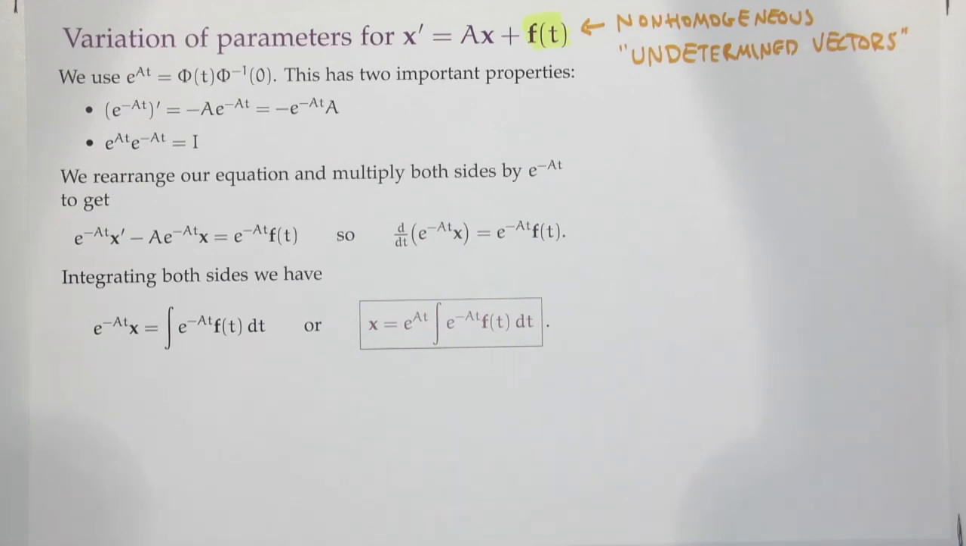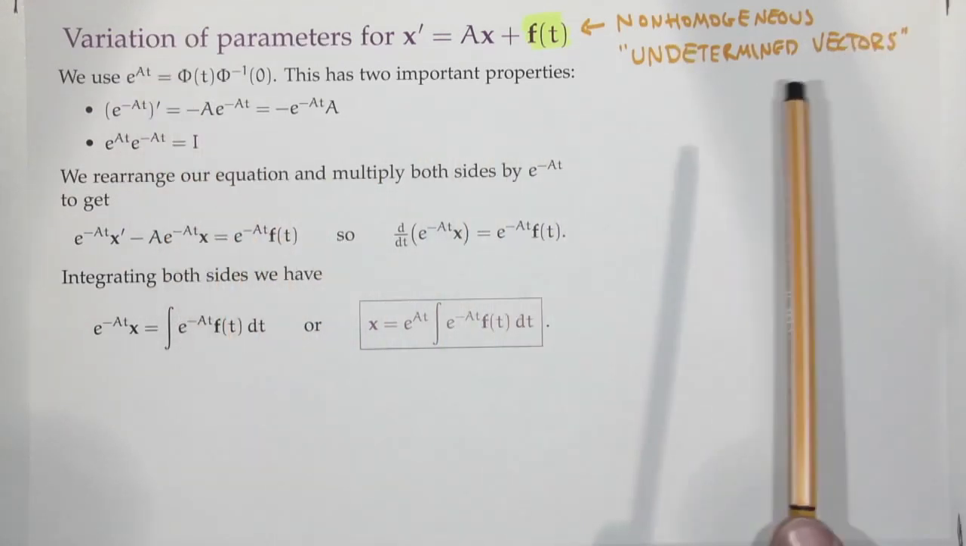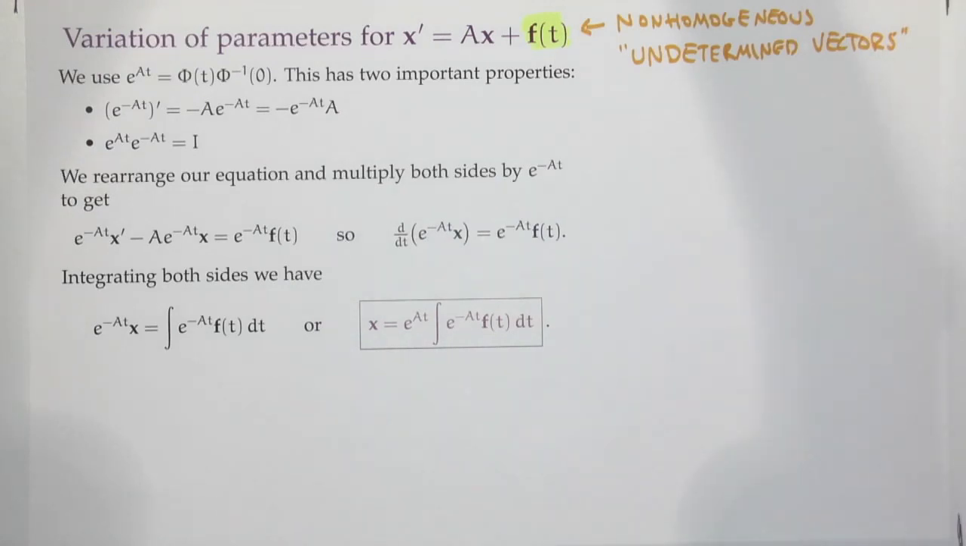Now, we're going to talk about a second method. And I'm going to tell you right now that if you ever have the choice between undetermined vectors, undetermined coefficients, and variation of parameters, it's almost always easier to run through undetermined coefficients. But it's not always an option. So that's what we're talking about today, which is called variation of parameters.